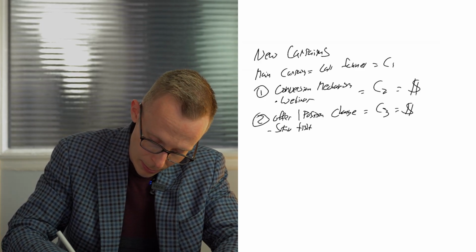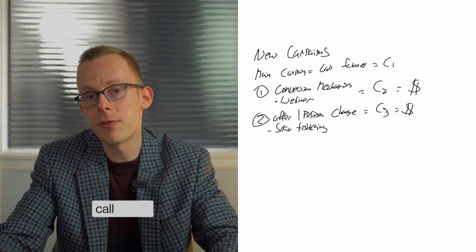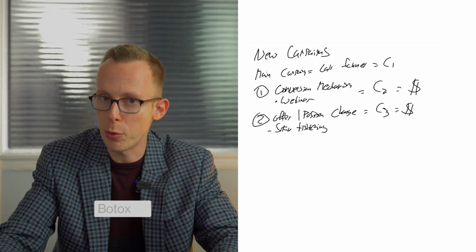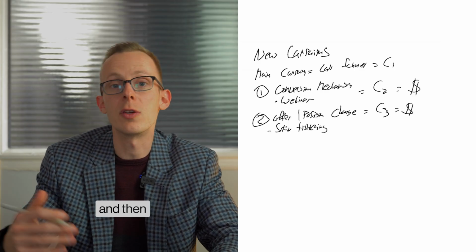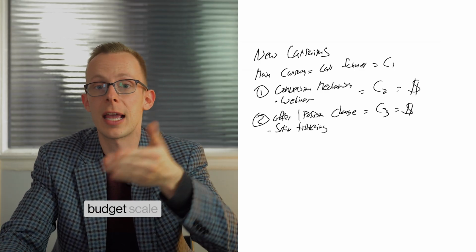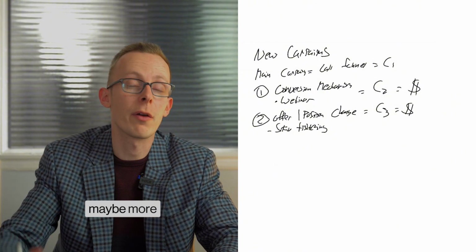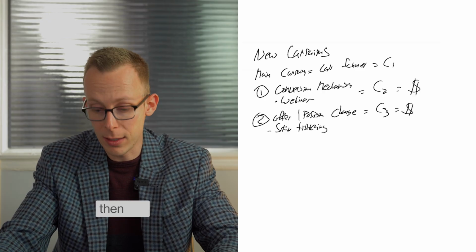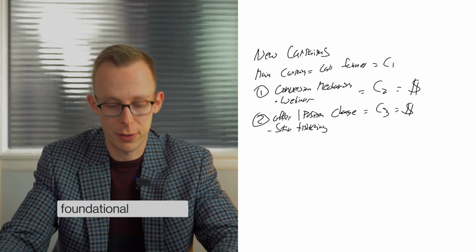And then maybe you start up a second campaign that's skin tightening. Okay, so still a call funnel, but it's a different offer and positioning. Instead of Botox, it's skin tightening. And then you do the same thing. Start with a test budget, scale it up 10 to 30% a day, maybe more if you want to go aggressively. And then once you found that max ceiling, then you label that as a foundational campaign.